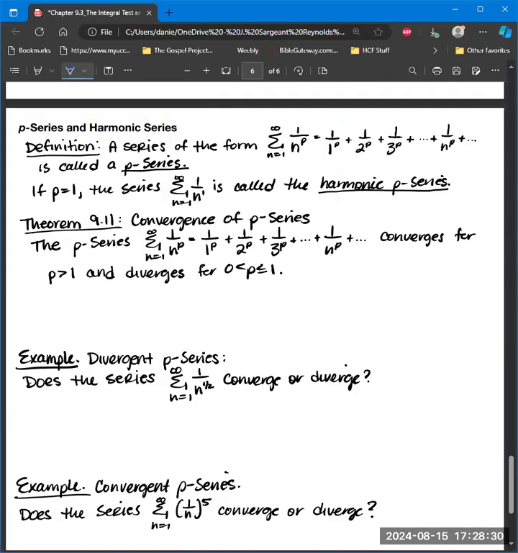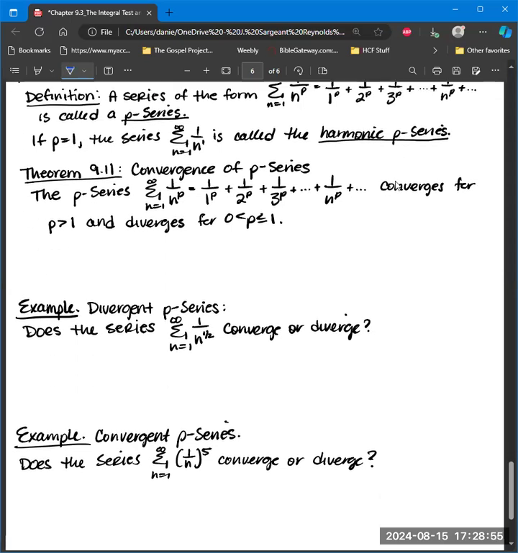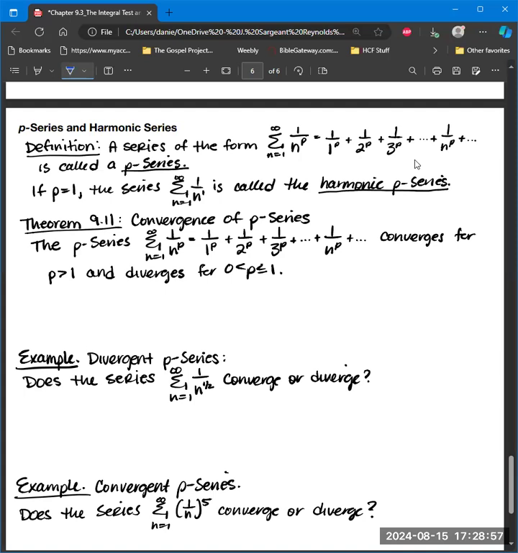Let's go ahead and look at P series and harmonic series. A series in the form of the summation from n equals 1 to infinity of 1 over n to the p, which is equal to 1 over 1 to the p plus 1 over 2 to the p plus 1 over 3 to the p plus dot dot dot plus 1 over n to the p, is called a P series.